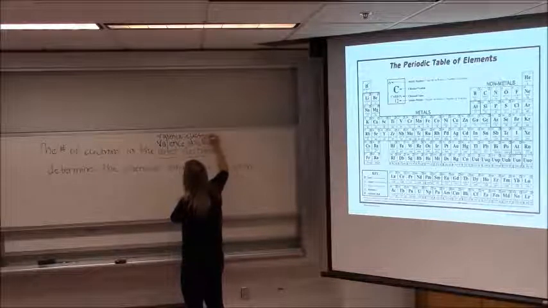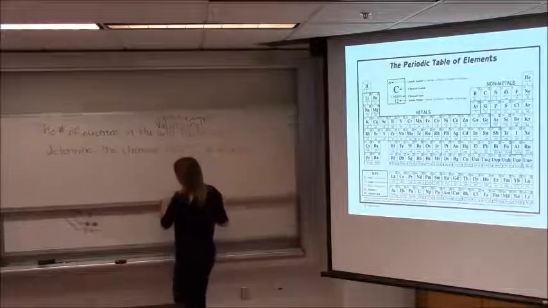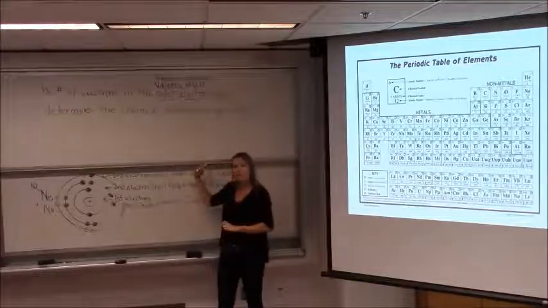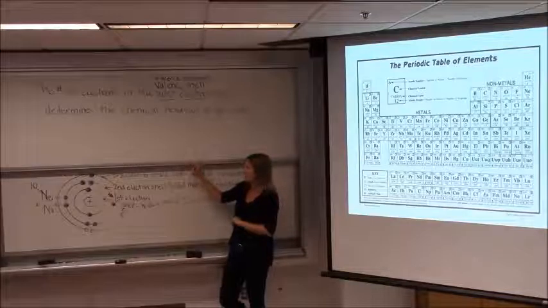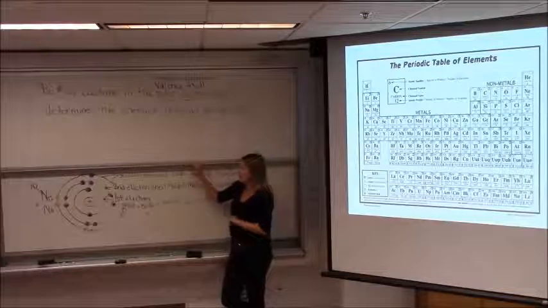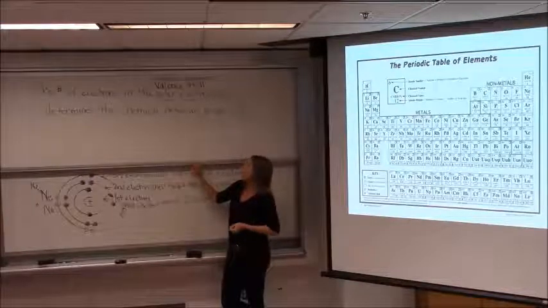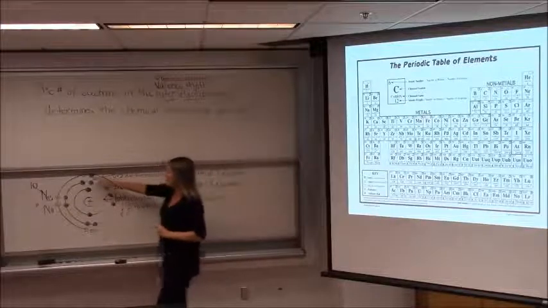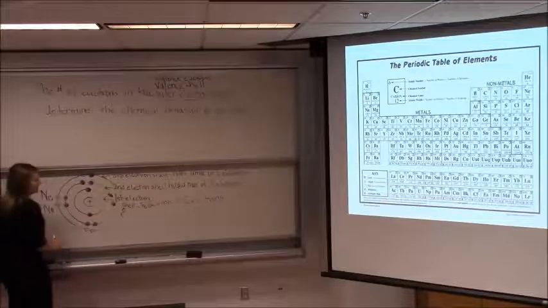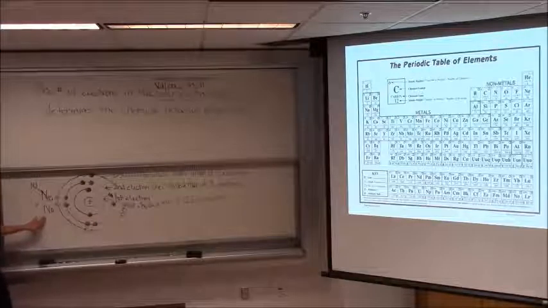So stating that previous question just another way, I could ask, how many valence electrons does sodium have? And the answer would still be 1. Sodium has 1 valence electron, has 1 electron in its outer shell. That is going to be significant in determining the chemical behavior of sodium.